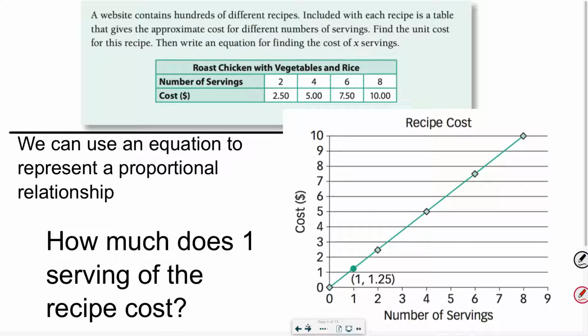Okay, so we can use an equation to represent a proportional relationship. So how much would one serving cost? It tells us right here, 2 servings, 4 servings, 6 servings, 8 servings. How much does one serving of the recipe cost? $1.25. How do you get that? Besides what it tells us on the graph, what's another way that you could figure that out if it wasn't given to you on the graph? Because you know 2 servings cost $2.50, so you divide that by 2. Good. So you know two servings cost $2.50. We divide that by 2 because we want to find one serving.